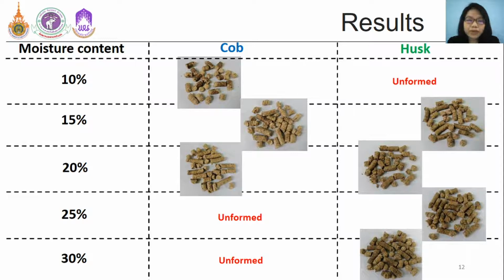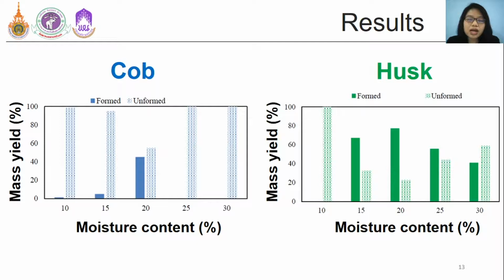For pellet formation, corn cob pellets can be successfully formed at the moisture content of 10 to 20%, while formation of corn husk pellets occurred at the moisture content of 15 to 30%. Increasing moisture content from 10 to 20% resulted in increased pellet yield for both materials, while the further increase in moisture gave negative effect on the densification of corn husk.